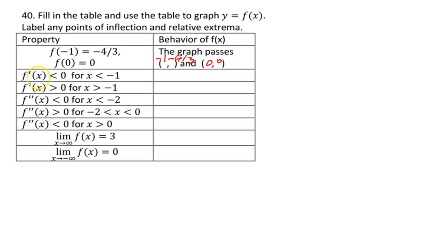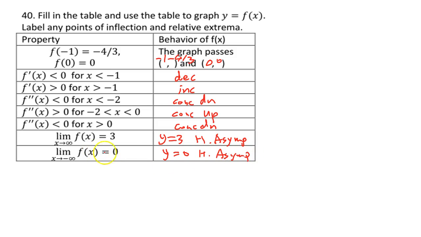Okay, f prime of x is less than 0. What does that mean? The graph is decreasing. F prime positive means it's increasing. F double prime negative means it's concave down. F double prime positive means it's concave up. This again means concave down. And then this limit means y equals 3 is a horizontal asymptote. And then this limit means y equals 0 is also a horizontal asymptote.